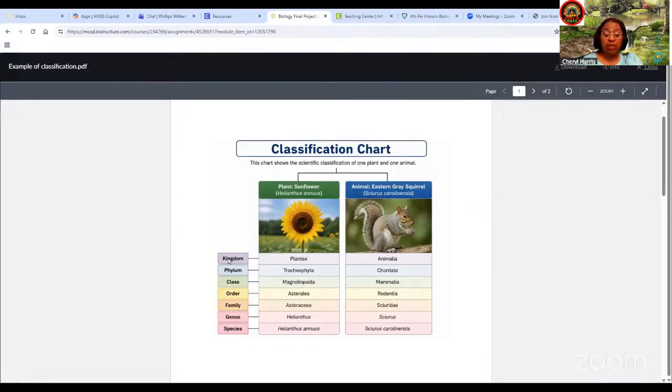Classification. This is in the plant kingdom, this is in the animal kingdom. Phylum, Pterophyta and Chordata. So you want to do your, okay, hold on.